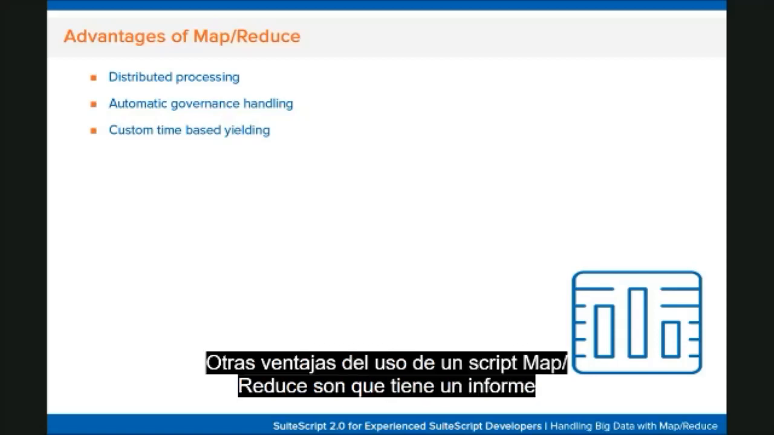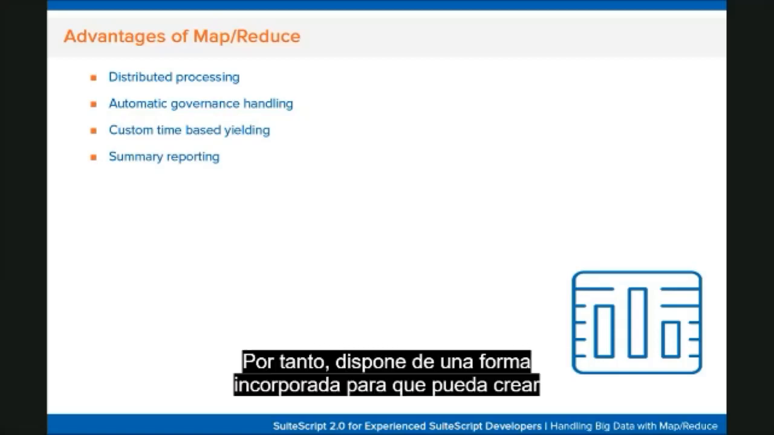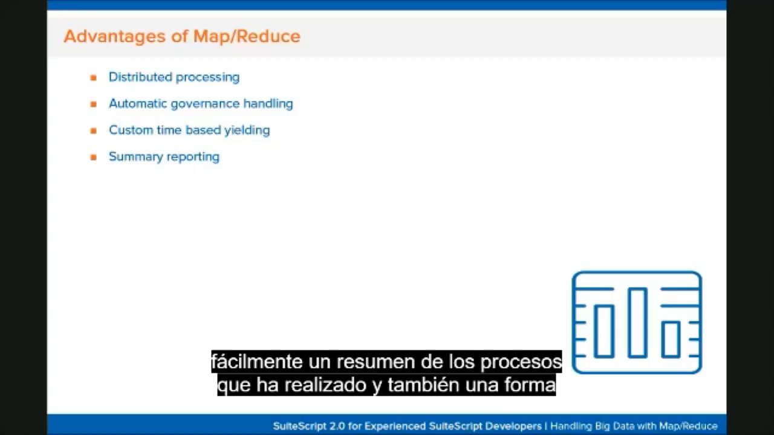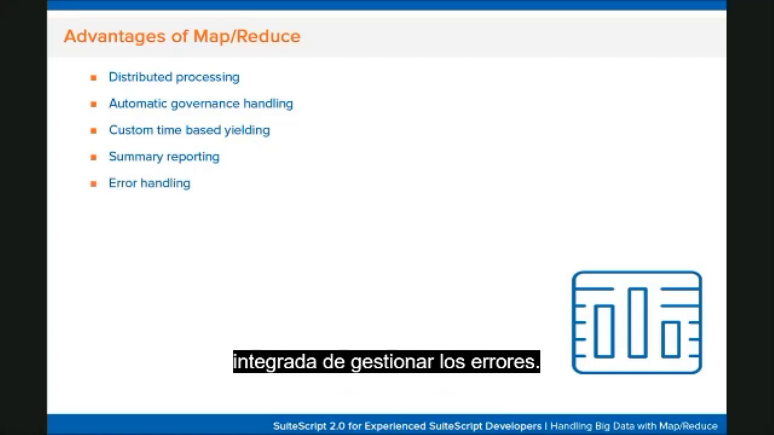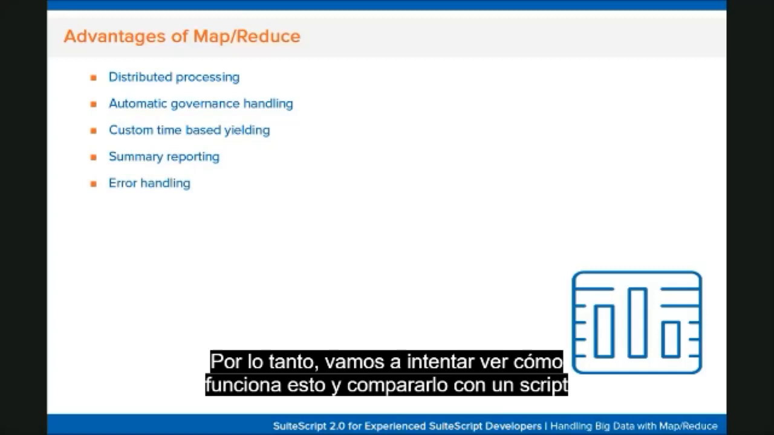Other advantages of using a MapReduce script are summary reporting, so it has a built-in way so that you can easily create a summary of the processes that you have done, and also a built-in way to handle errors. So handling errors is really easy with a MapReduce script. Let's see how that works and compare that with a scheduled script.